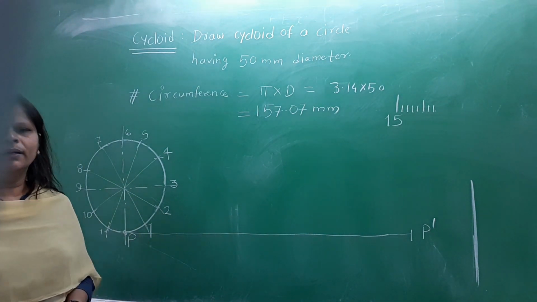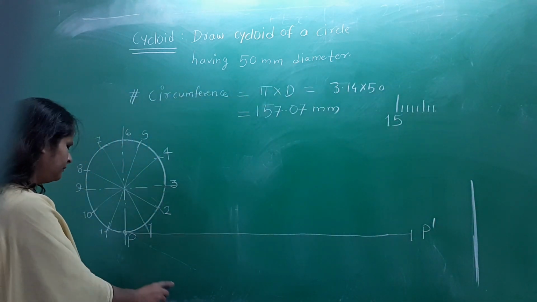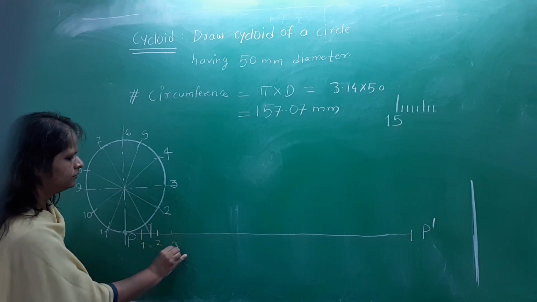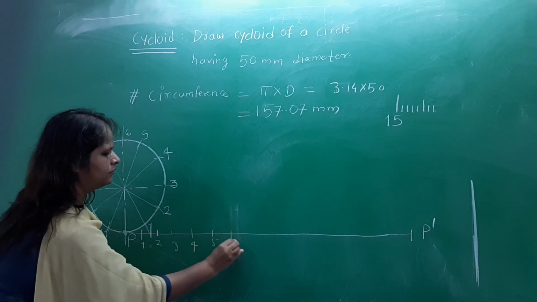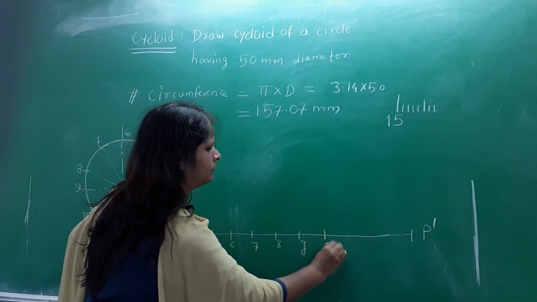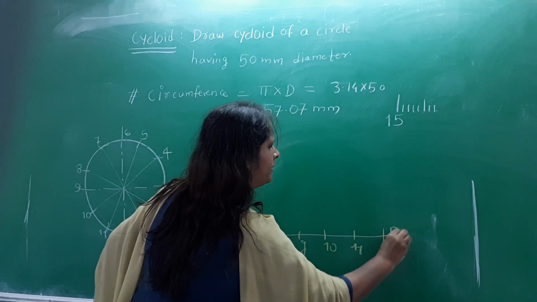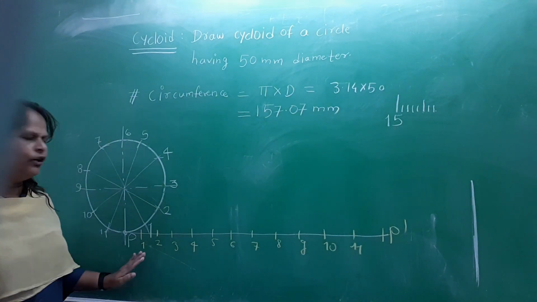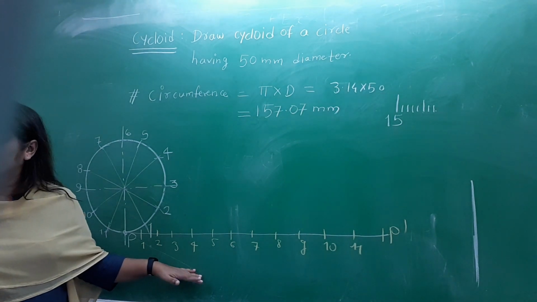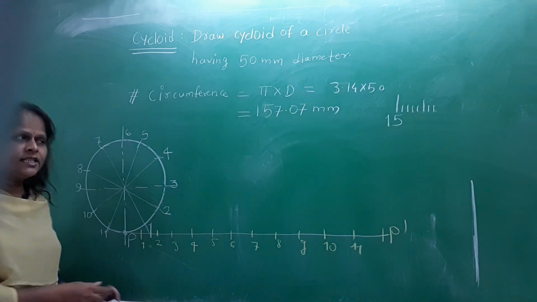Then we will mark 12 points here. So 1, 2, and this 12th point is actually P dash. Have you understood? The 12th point will be P dash. Once we use the line division method, you will get the equal divisions of this line segment. After this, what we have to do?